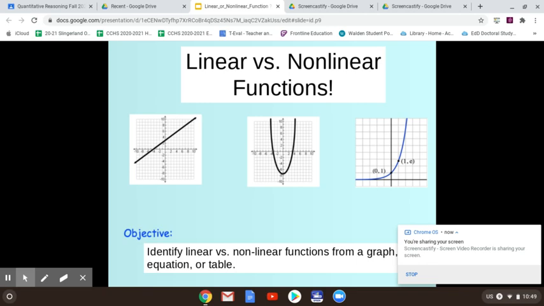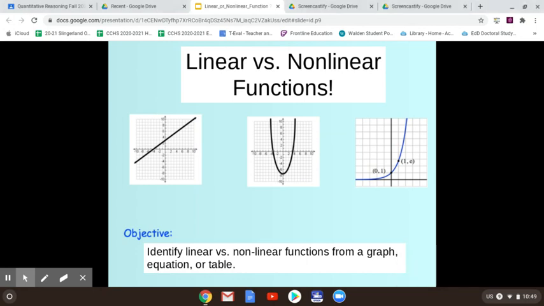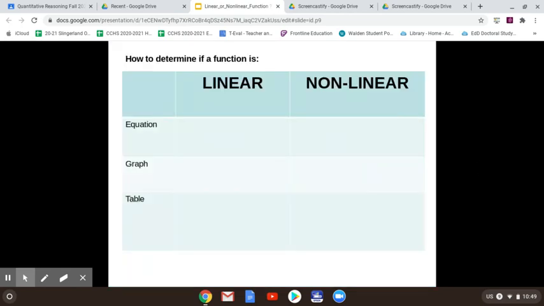Hi, everybody. Today we're going to talk about how to tell if a function is linear or nonlinear. You have this blank document in your Google Classroom, and you're going to fill that out today as we go along with this presentation.